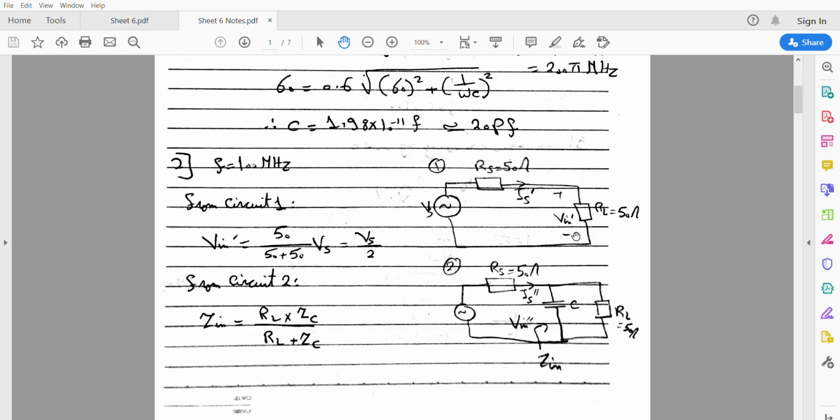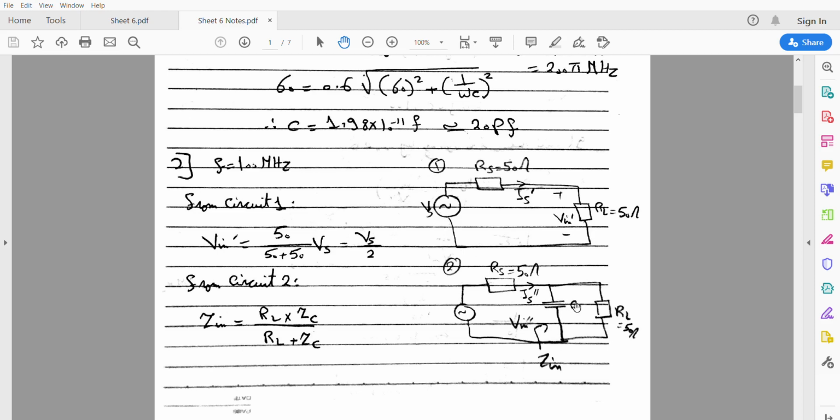So first we need to find a relation between this voltage and this voltage, and to calculate the input impedance after adding the capacitor. From the first circuit we are going to derive V input dash, in which there is no capacitor. By using voltage division, V input dash equals 50 over 50 plus 50 multiplied by the source voltage. So we get the input voltage dash equal to the voltage source over 2.